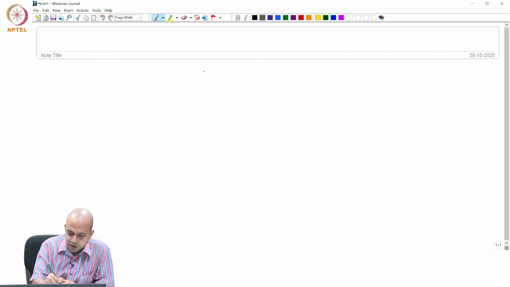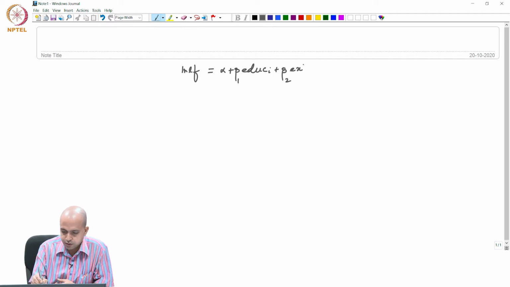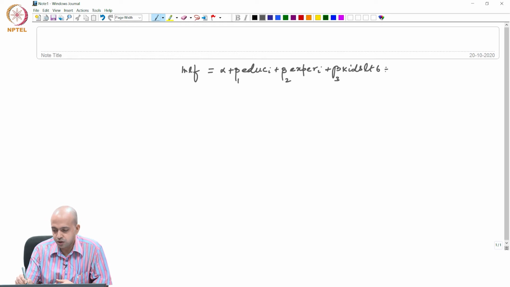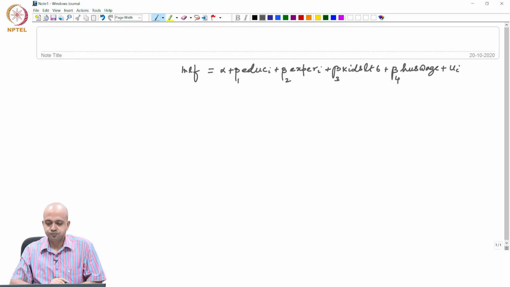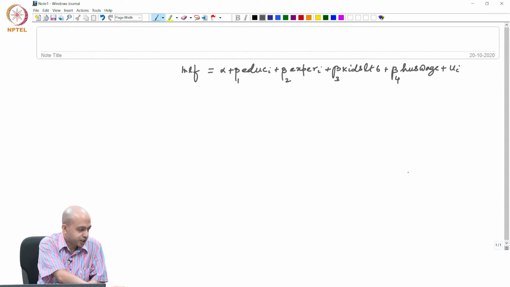So, your dependent variable was in labor force, INLF, which equals alpha plus beta 1 education plus beta 2 experience plus beta 3 number of kids less than 6 years of age plus beta 4, which is husband's wage, plus the error term. This was the model we were discussing, and we estimated it. I will once again estimate the model.